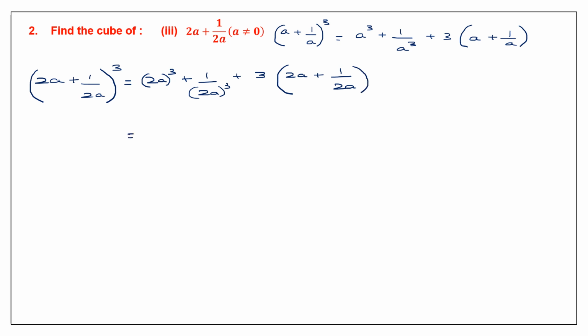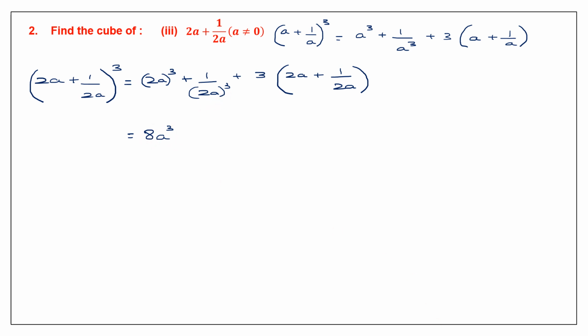So we'll start with this. Now 2a cube, the whole cube, that means 2 into 2 into 2. 2 2s are 4, 4 2s are 8. So that is 8. A into a is a cube. So 2a cube is 8a cube. So we've simplified this. 2a the whole cube is 8a cube plus 1 by 2a the whole cube.